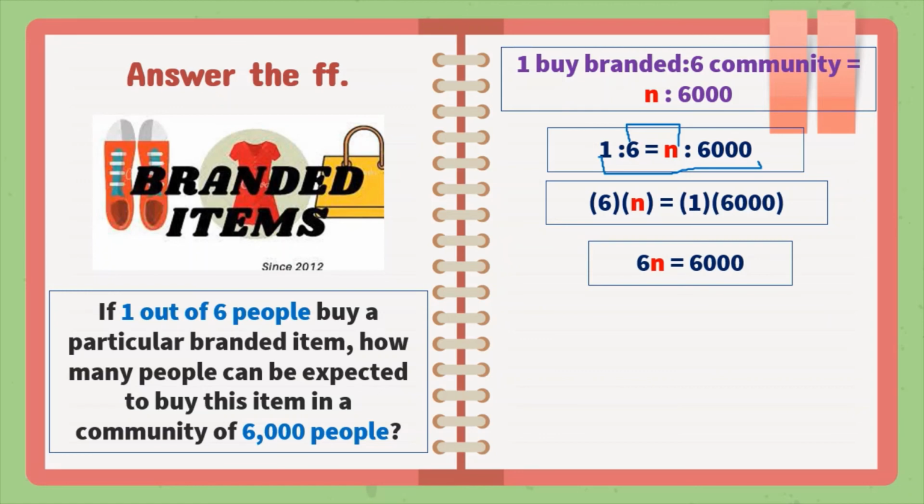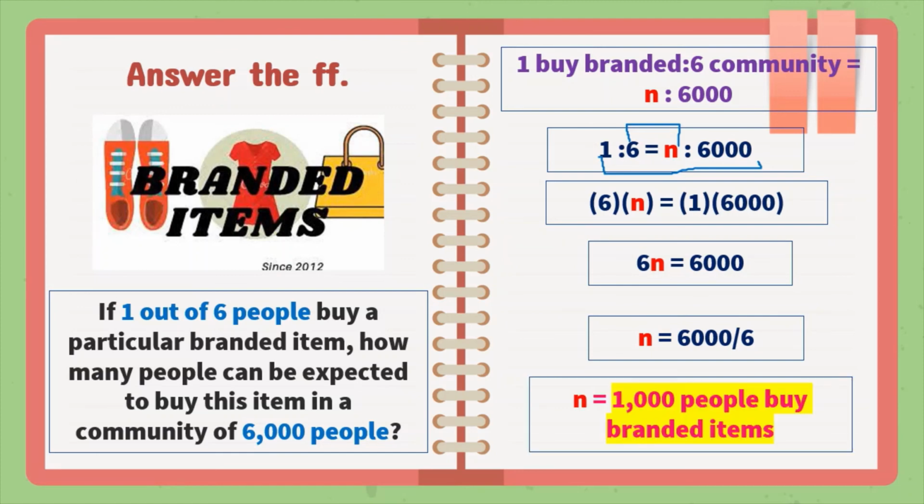We will divide both sides by 6. So 6N divided by 6, that is N. Then 6,000 divided by 6. So meaning we have 1,000 people buy branded items. So every 6,000 people, 1,000 people buy branded items.